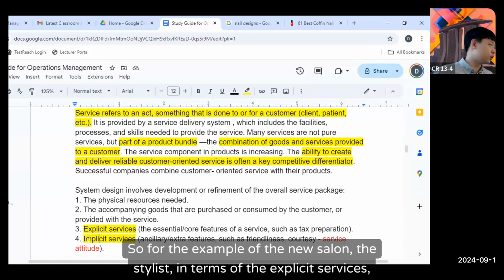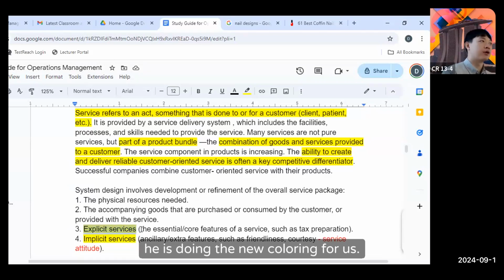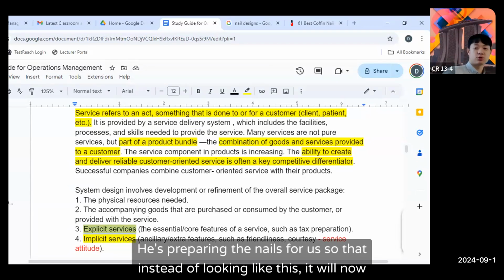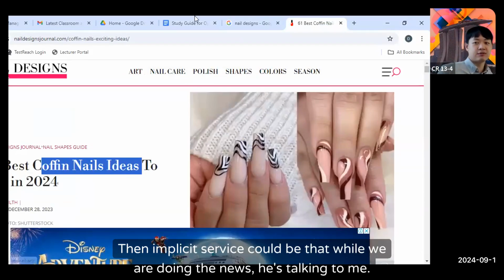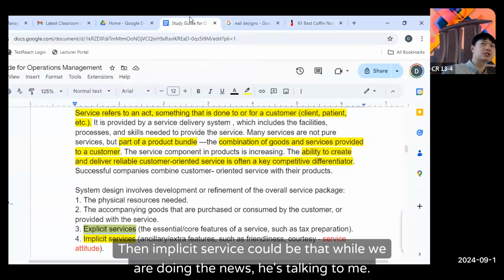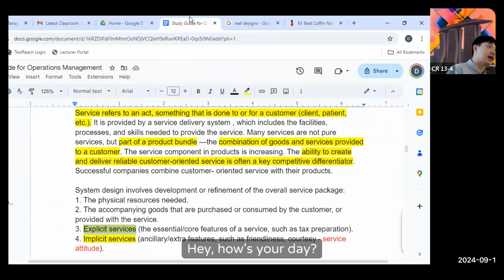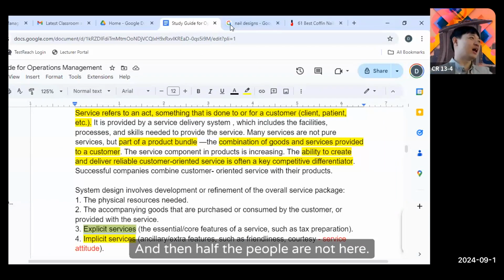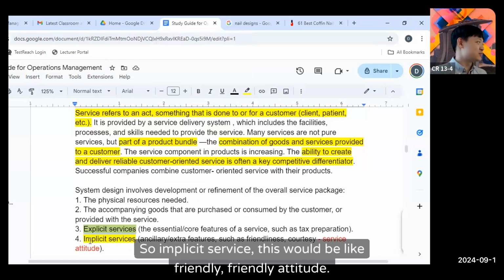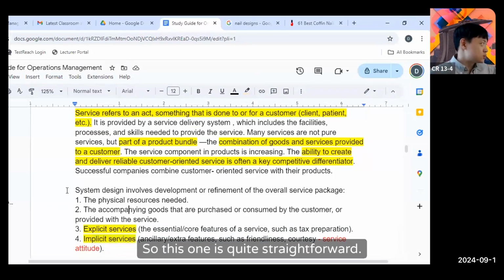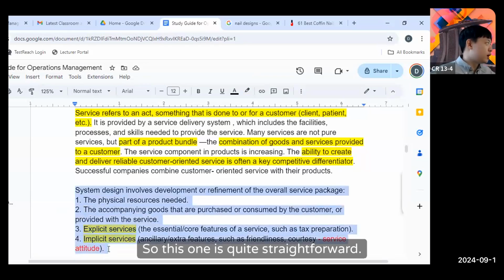So for the example of the nail salon, the stylist, in terms of the explicit services, he is doing the nail coloring for us. He's preparing the nails for us so that instead of looking like this, it will now look like that. Then implicit service could be that while we are doing the nails, he's talking to me. Hey, how's your day? Right, I'm not so good. I woke up at 6. Today I have a class at 8:30, right? And then half the people are not here. So implicit service, this would be like friendly attitude. Okay, so this one is quite straightforward.